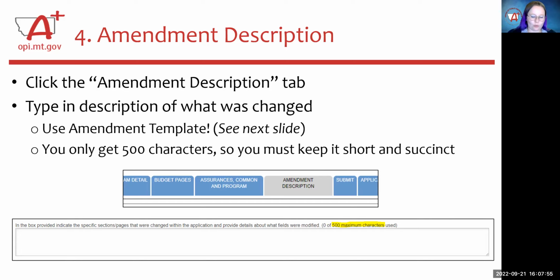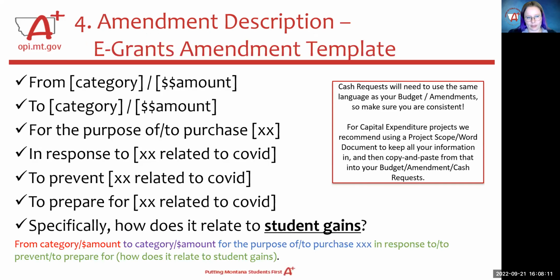So in working with schools over a few months, we developed a kind of boilerplate or a template that you are recommended to use in order to keep this amendment description really short and sweet. So that template, that boilerplate, is right here. This template has specific information that you are going to want to put into your amendment description.